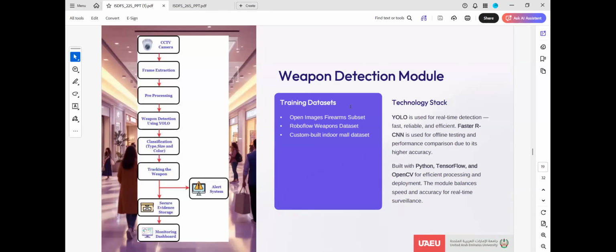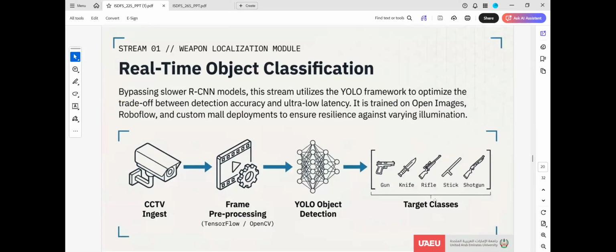For this weapon detection model, from the CCTV camera we extract the frames and pre-process with the help of YOLO. Then classification of the type and size, for example tracking the weapon, because we take two kinds of weapon, not only a gun but also a rifle, and within guns there are different types like shotgun and other things. So that is what we classify.